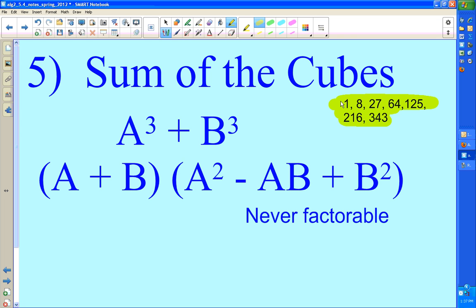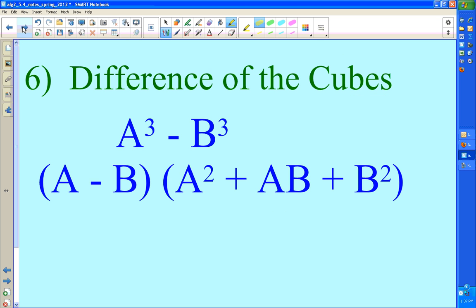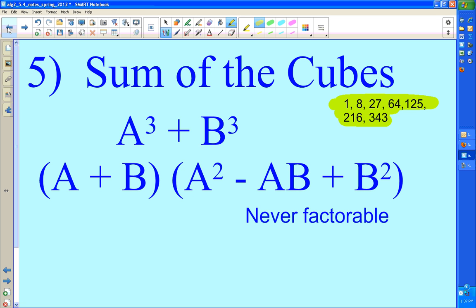Now here's the pattern. And you'll see, I'll show you this just real quick. Here's the difference of the cubes. It's almost identical. So how do we keep them straight? Well, you just need to have some sort of a gimmick. And the way that I remember this: when you factor a sum of the cubes, you're going to get a binomial times a trinomial. In both cases, sum and difference. The binomial gets the same sign as the original sum or difference of the cubes.